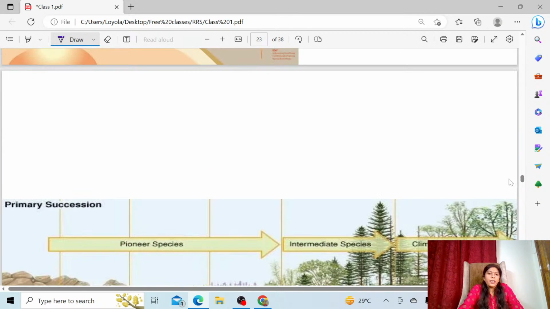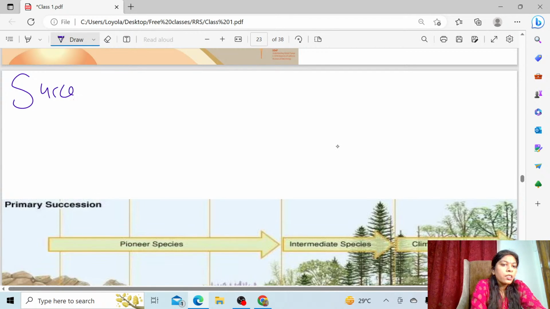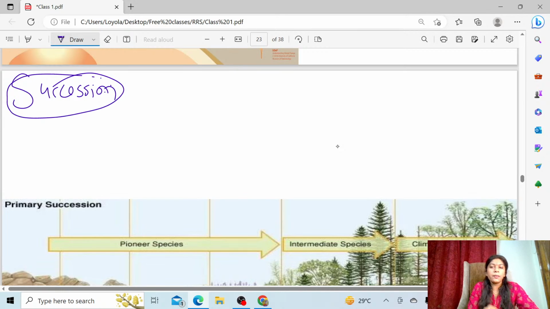See, what is succession? Ecological succession. This is another topic from which, for the past 5 years, you can see a lot of questions appearing. Previously, very long back, they asked questions. Nowadays, they are giving importance to succession also because climate change is affecting succession in various places.